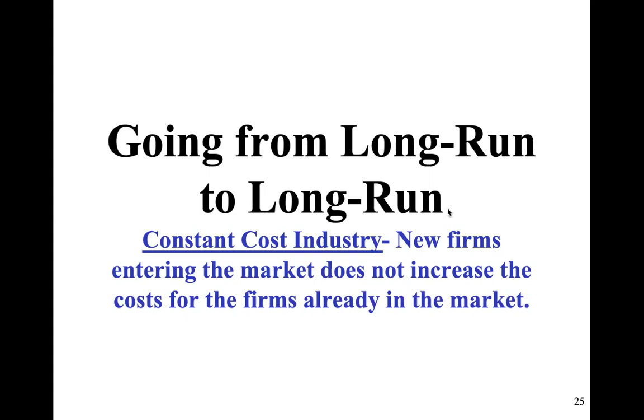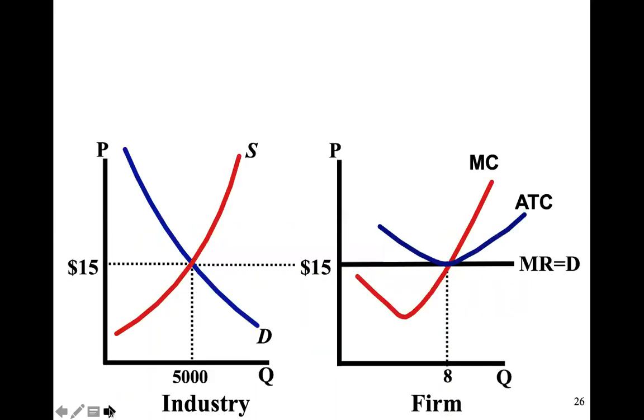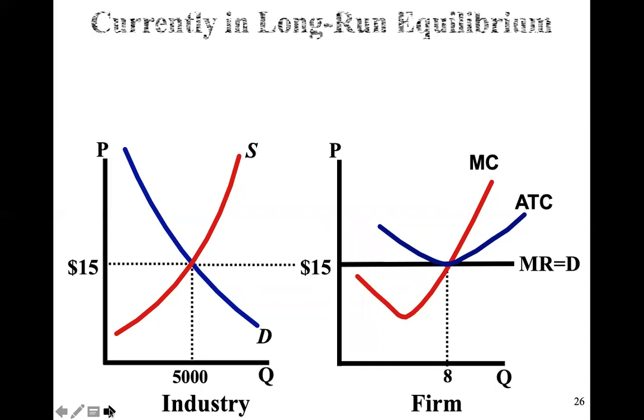Okay, let me show you what I mean. Take a look at this scenario. You should by now be able to spot this and immediately see which of the three locations this firm is in. Is it earning a profit? Is it earning a loss? Or is it in long run equilibrium? This particular firm is in long run equilibrium.